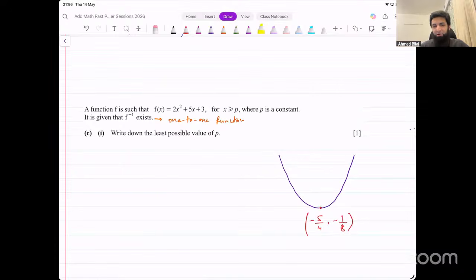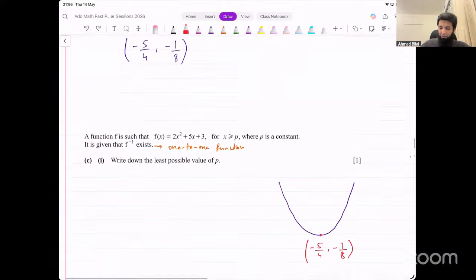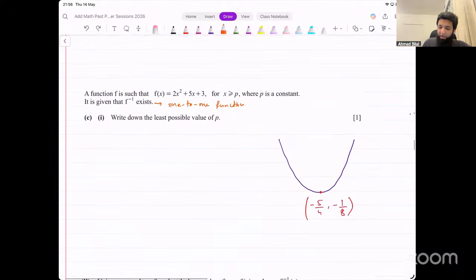You can actually write it down directly. I'll tell you how to do that. But let's understand the logic behind it. It's not required that you draw the graph like this. You can write down the answer directly, but I'm just explaining the logic for this. You have this turning point, minus 5 over 4 and minus 1 over 8, right? The domain is x greater than or equal to p. So that means we're looking at the right side of the function.